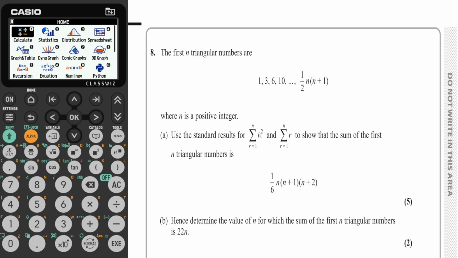Question number 8. The first n triangle numbers are 1, 3, 6, 10, etc. and the nth triangle number will be a half n times (n plus 1), where n is a positive integer. Part A. Use the standard results for the sum of r squared from r equals 1 to r equals n, and the sum of r from r equals 1 to r equals n to show that the sum of the first n triangle numbers is a sixth times (n plus 1) times (n plus 2).